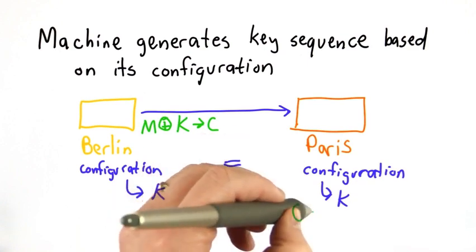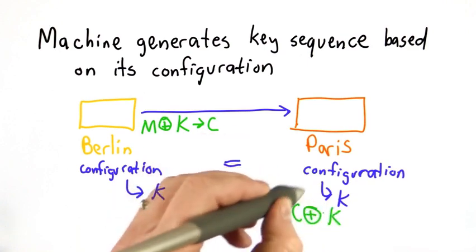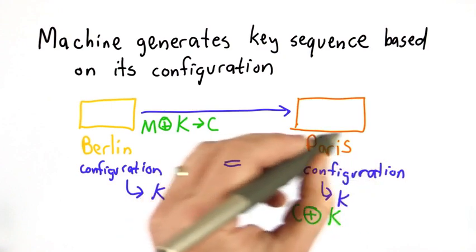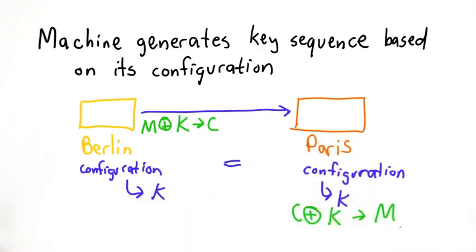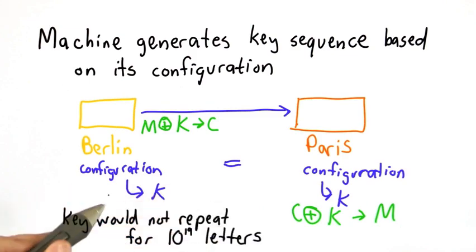So that means that ciphertext XORed with the key generated by this machine, starting from the same configuration, will decrypt to receive the message. The machine was designed to produce a large number of possible sequences. There are a lot of complex operations, which we'll talk about a little next. But the key would not repeat for 10 to the 19 letters.